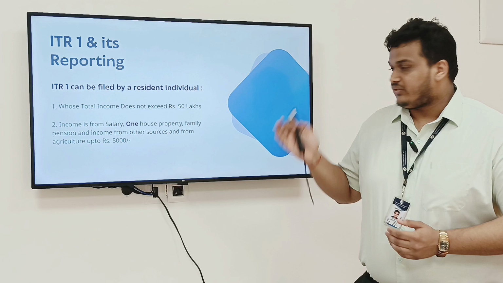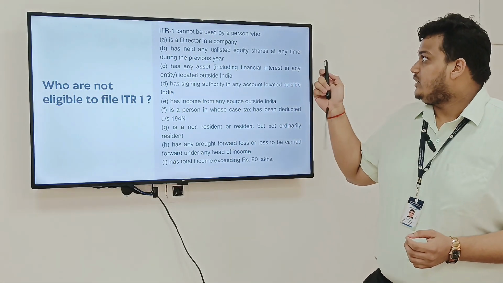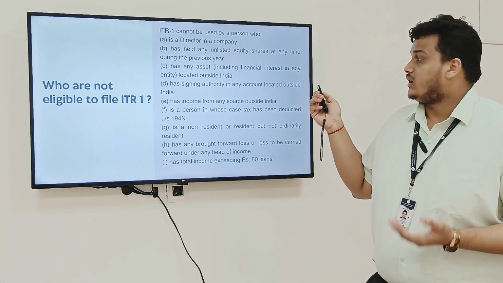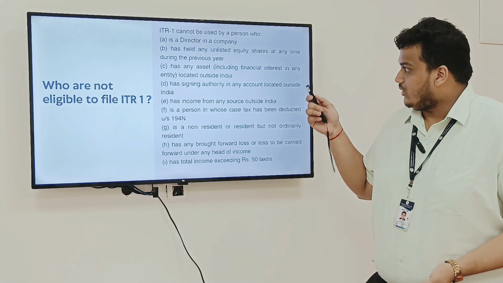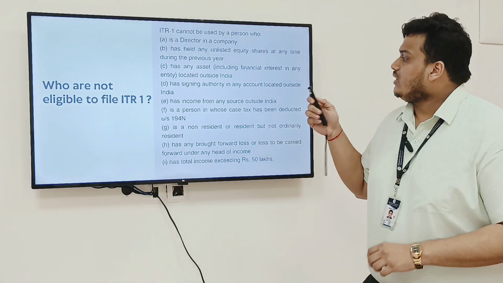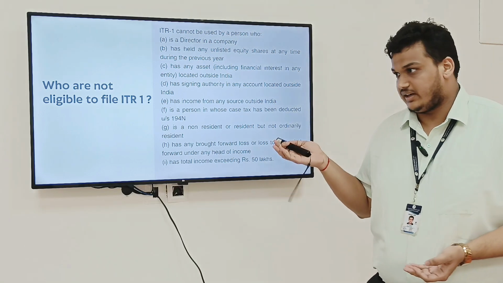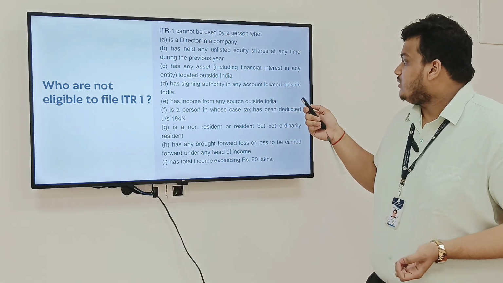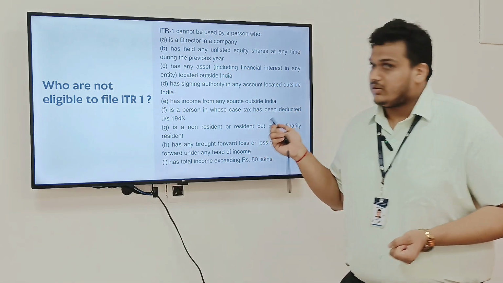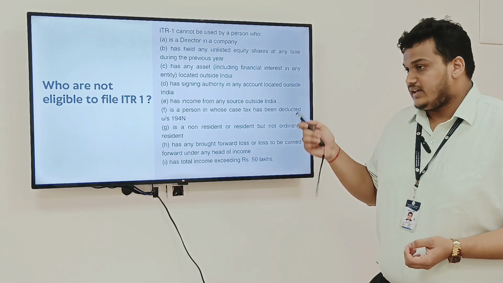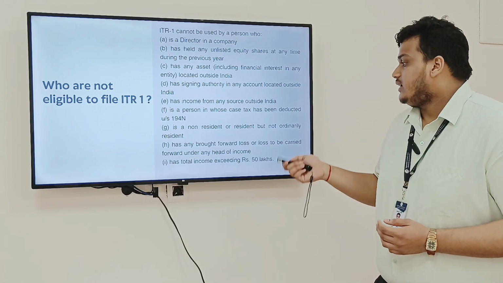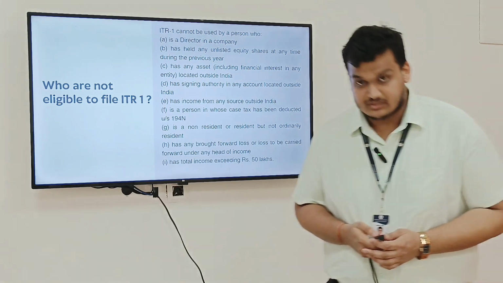So next, who cannot file the ITR 1? ITR 1 cannot be used by a person who is a director in a company or has held any unlisted equity shares during the previous year or has any asset located outside India or has signing authority in account located outside India or has any income from sources outside India or is a person in whose case tax has been deducted under section 194N and is a non-resident or not ordinarily resident, has any brought forward loss or to be carried forward under any head of the income or the total income exceeds rupees 50 lakhs.